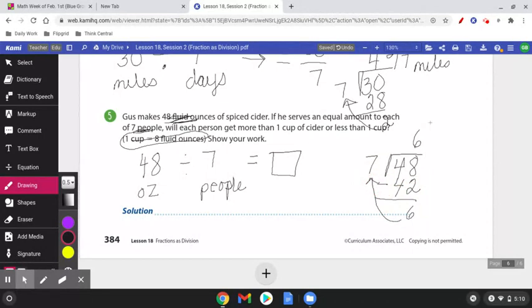Since I'm dividing up ounces, I can definitely write that as a mixed number. I don't want to put remainder 6. I want to say that there's 6/7 ounces left. Now, so that's me solving. Now I have to answer the question. Will each person get more than a cup or less than a cup? Well, if a cup is 8 fluid ounces, that is not a cup. They will not get a cup each.